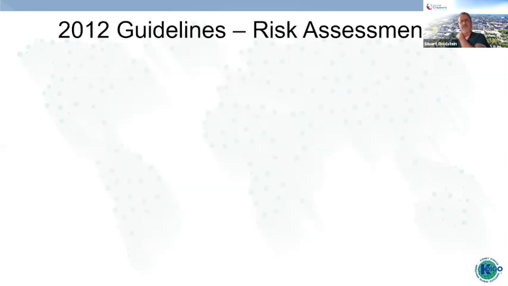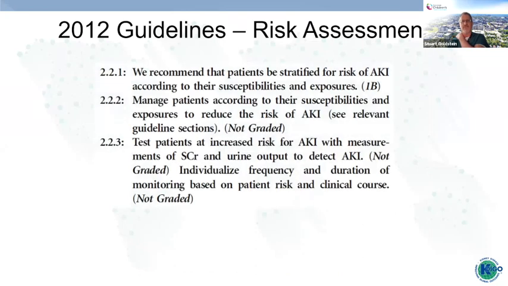So what about risk assessment? Again, we'd like to understand who's at risk for AKI before they develop it, so we could potentially do something about it. So what were the recommendations? They recommended that patients be stratified for risk of AKI according to their susceptibilities and exposures, and that was a 1B recommendation. But again, there were no data to tell us really how to do that. Manage the patients according to their susceptibilities. Well, that was a not graded response.